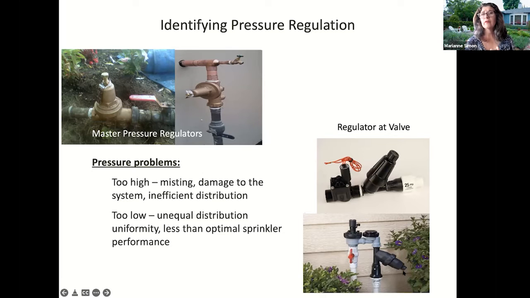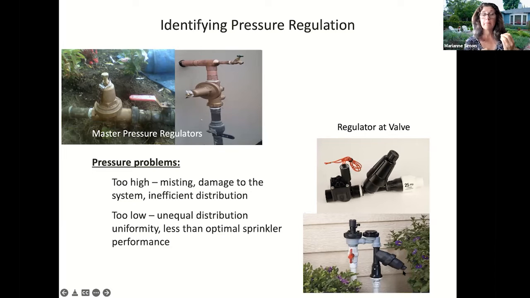Now, you can also have pressure that is too low. And in that case, it's affecting the radius of your spray heads. You're again getting unequal distribution, and it really is not allowing the equipment to work the way it should. So you can have two different kinds of pressure regulation.